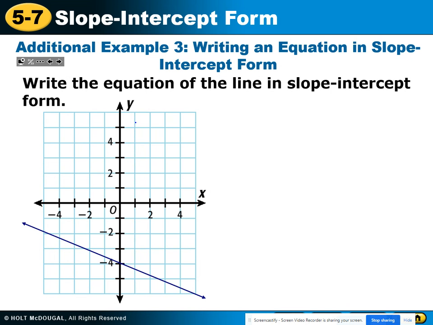Now, write the equation of the line in slope-intercept form. So now they're saying we've got to fill in the M and the B.